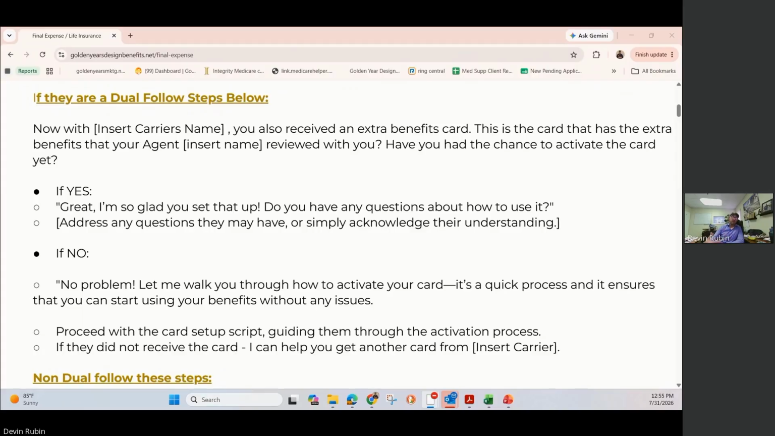So you're just being a good agent by calling them 7 days later. Number one, you're going to check in Sunfire or Integrity Connect and make sure that the case issued. And then you're going to make sure they got their ID cards and they have their extra benefits card. If they don't, then you have the opportunity to troubleshoot it and save the case.